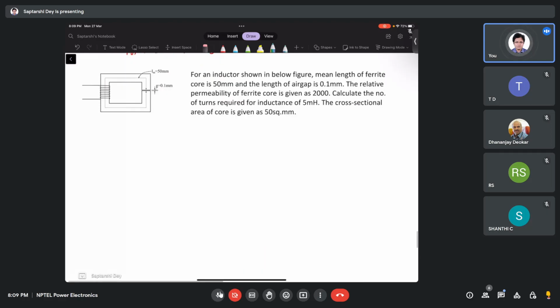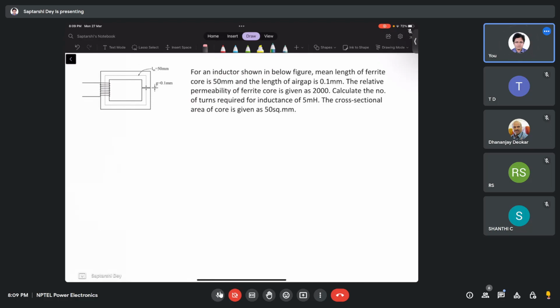This question will give you a hint and then go. Shown figure below, mean length of ferrite core is this and length of air gap is this. Relative permeability of ferrite core is this. Calculate the number of turns required for. This is easy. This is just that discussion that we had just some time back.